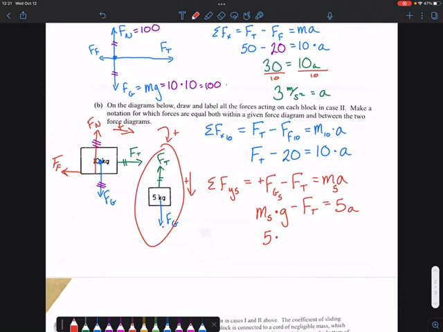So then FG is just the mass of the 5 times G.